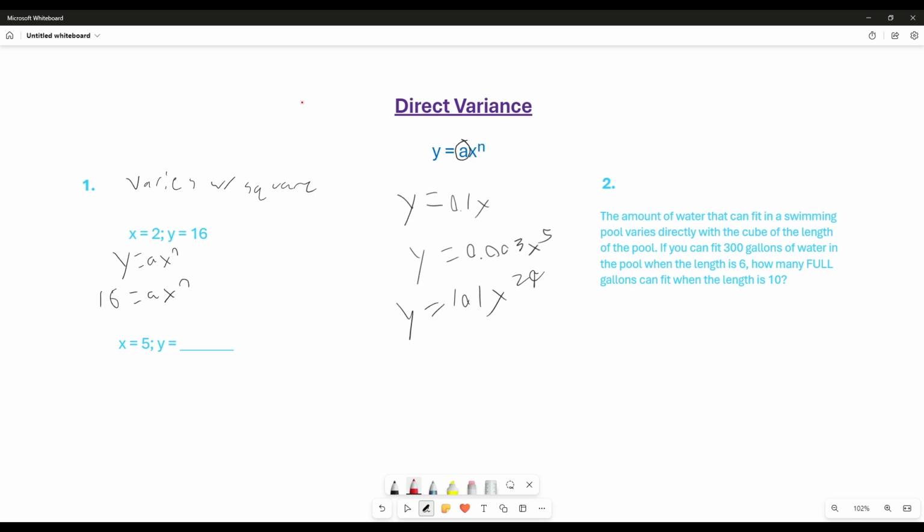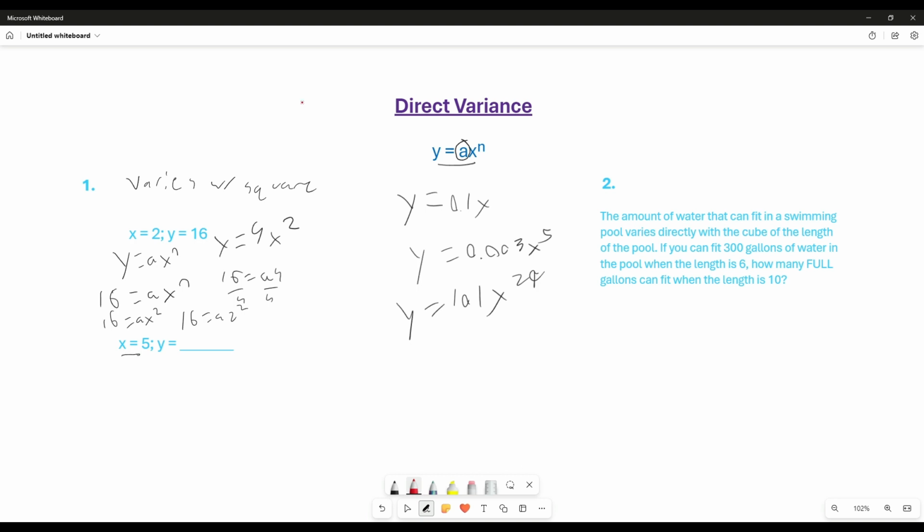So 16 equals ax squared. And then plug in x is 2. So that means 16 equals a times 2 squared. 16 equals a times 4, or 4a. Divide by 4 on both sides, and you get a equals 4. So if we were to write that equation in this form here, that means that y equals 4x squared.